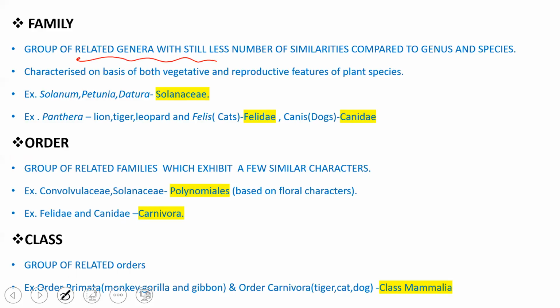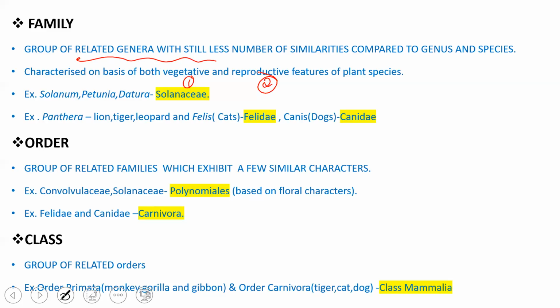Next, what is family? As I told you, it is related genera with still fewer similarities compared to genus and species. A family is classified or characterized based on two important features in the case of plant species. One is the vegetative feature, another one is the reproductive feature. A plant has vegetative characters and reproductive characters. Vegetative characters include the growth of the root, the stem, the branches, and the leaves. The next stage after the vegetative growth is completed is reproductive growth.